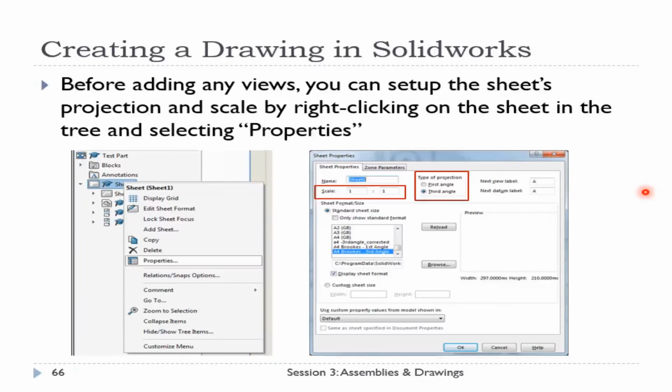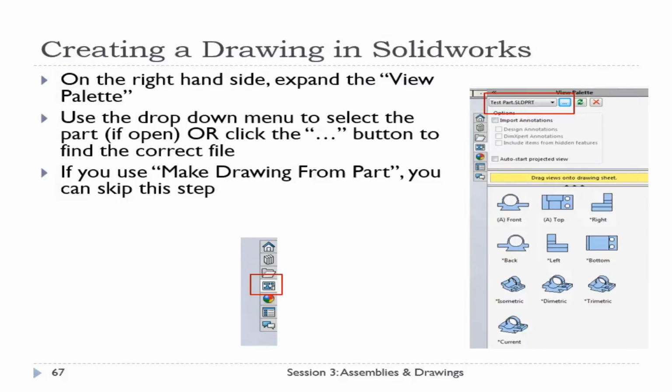Before adding any views, you can set up the sheet's projection and scale by right-clicking on the sheet in the tree and selecting properties. So just right-click on the sheet, select properties, and you'll see the sheet properties. And here you can adjust the default scale and the type of projection. So if you have selected the third angle projection, you must ensure that the default projection method in the drawing is third angle.